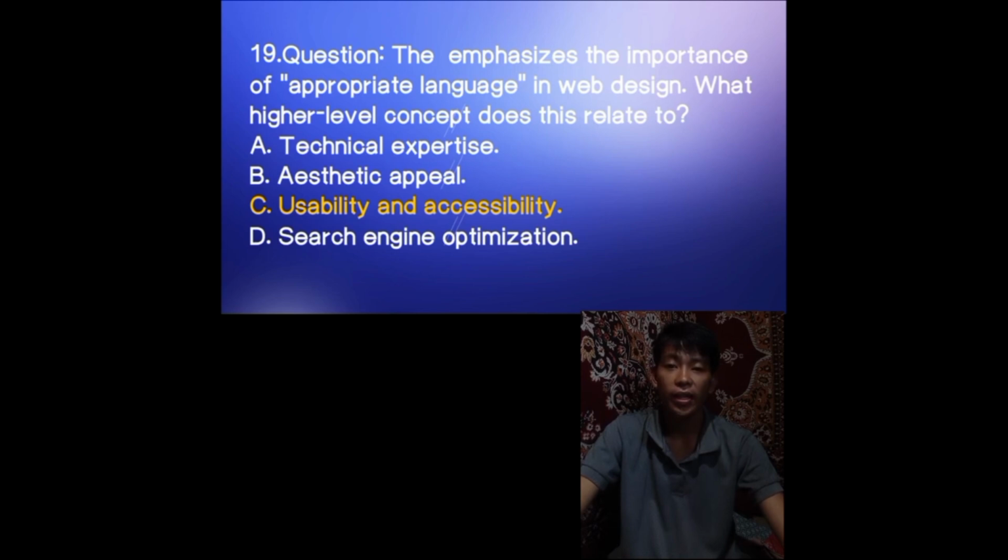So number 19, the correct answer is letter C. Usability and accessibility. So appropriate language ensures the website is easily understood by a wide range of users, enhancing usability and accessibility.